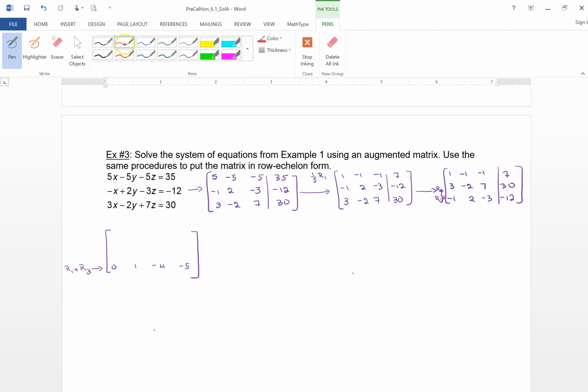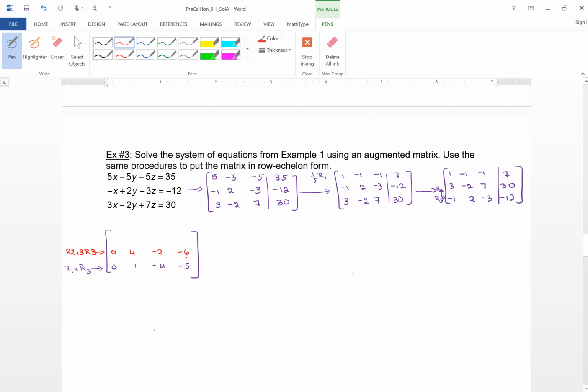Okay, so here's what we're going to do. Row 2 plus 3 times row 3. Well, it's already negative. Oh, sorry, I was looking at the wrong one. Okay. So row 2 plus 3 times row 3. All right, so it's going to be 3 minus 3, that's 0. Negative 2 plus 6 is 4. 7 minus 9 is negative 2. 30 minus 36 is negative 6.